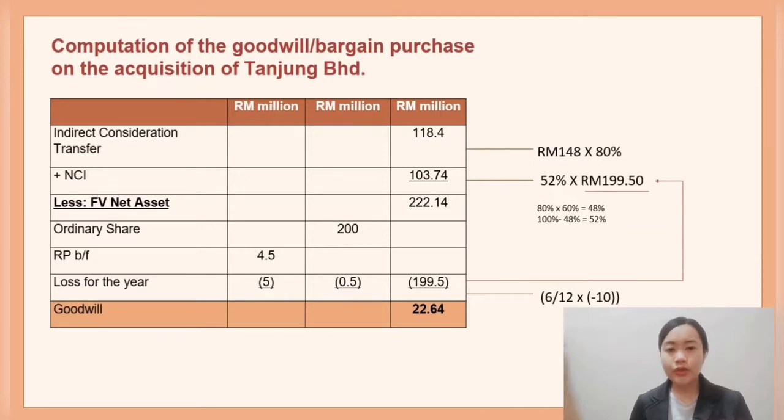To get the goodwill, 118.4 million plus NCI 103.74 million plus fair value net assets 199.5 million would get 22.64 million, which is the goodwill of Tanjung Berhad.